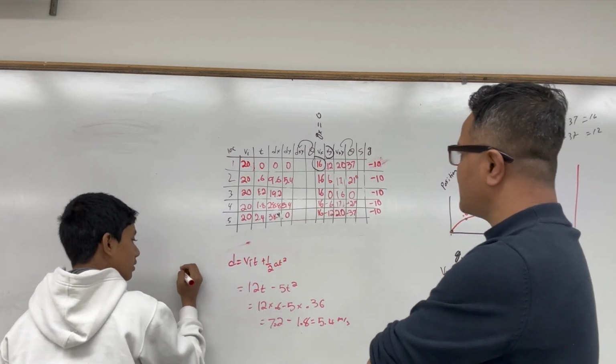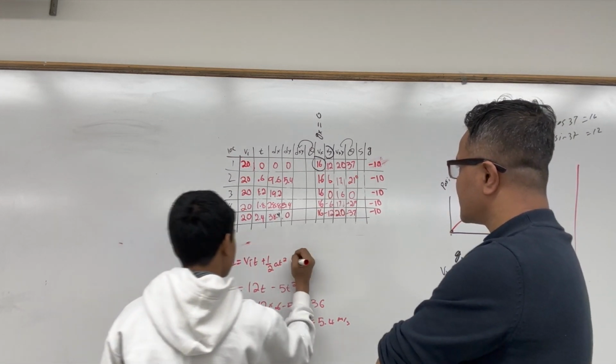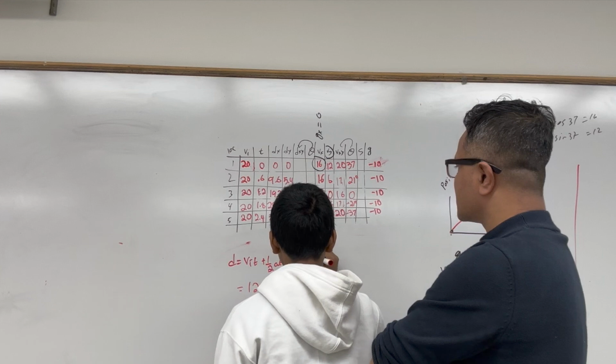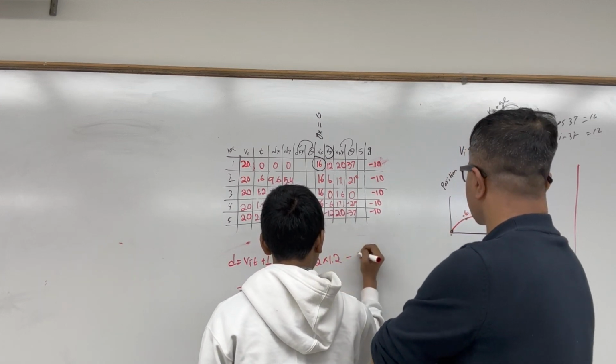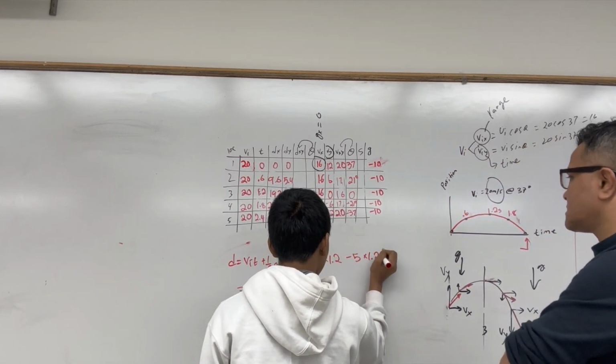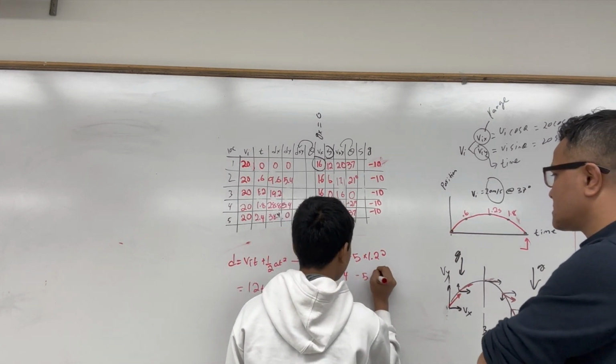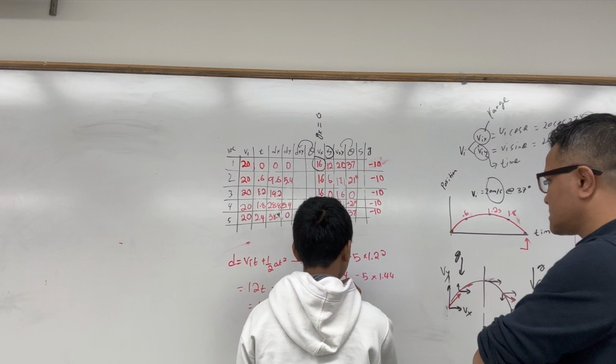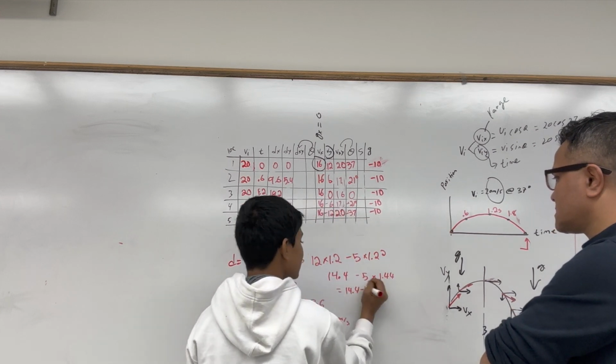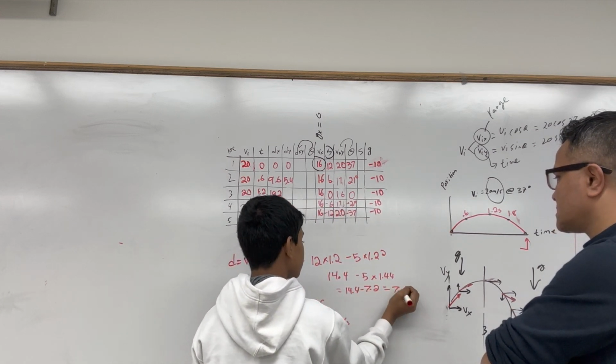And in the middle, we get, plugging in 1.2, 12 times 1.2 minus 5 times 1.2 squared, which is, of course, 14.4 minus 5 times 1.44, which is equal to 14.4 minus 7.2, which is 7.2 meters.